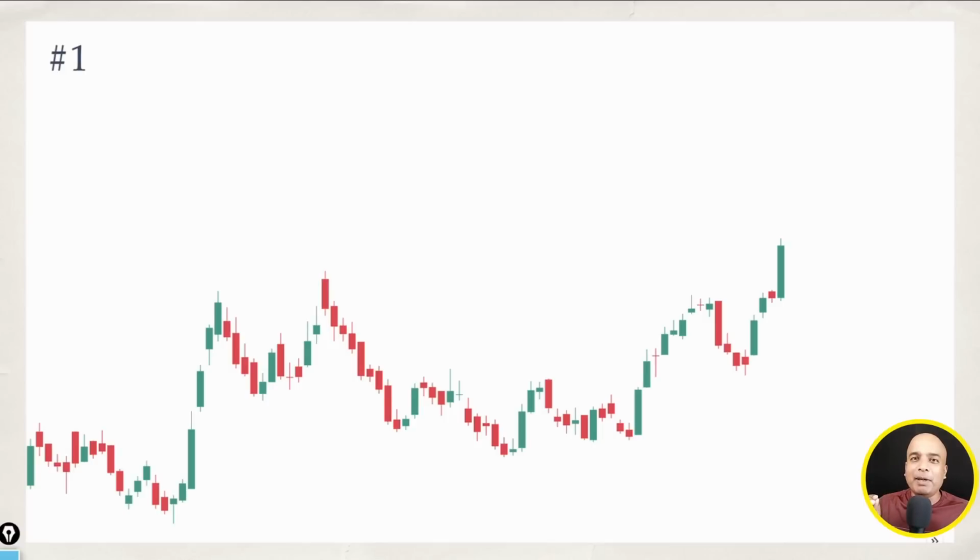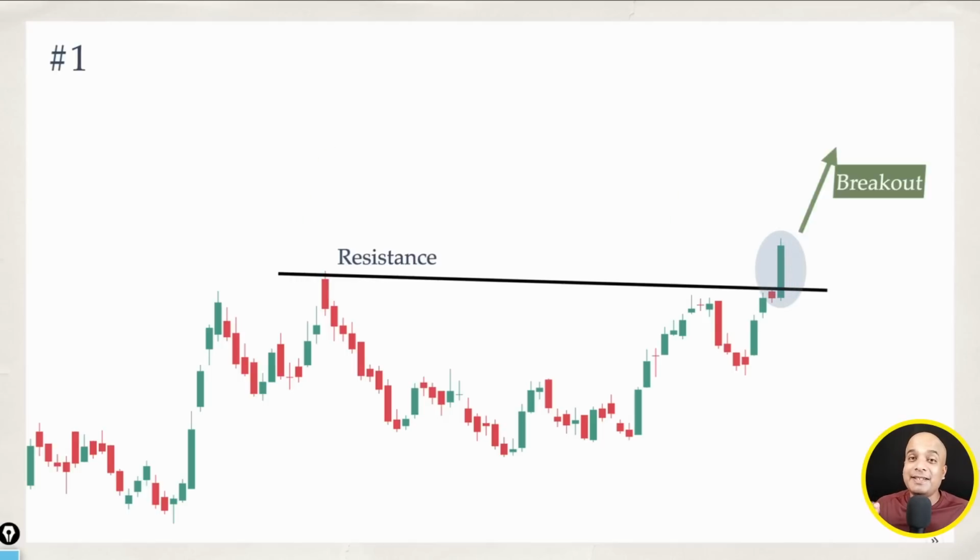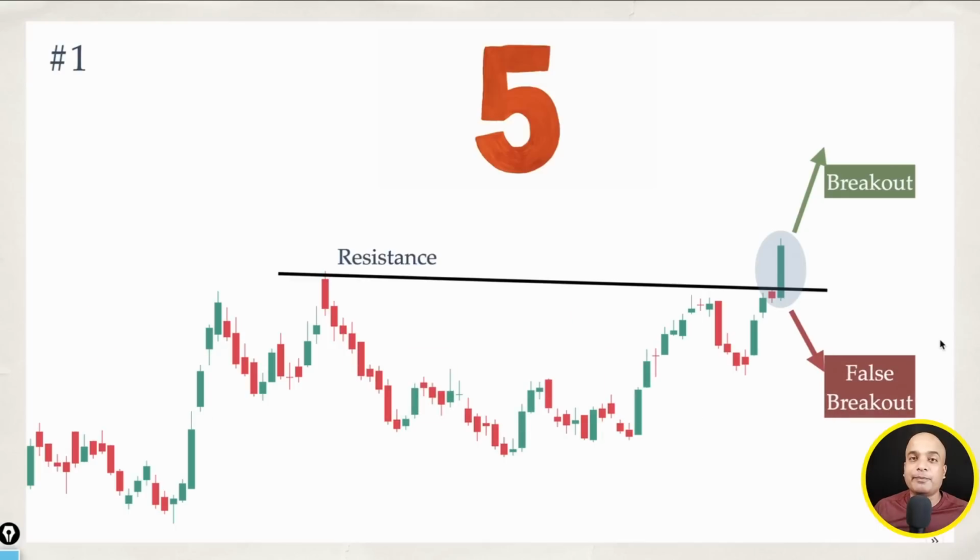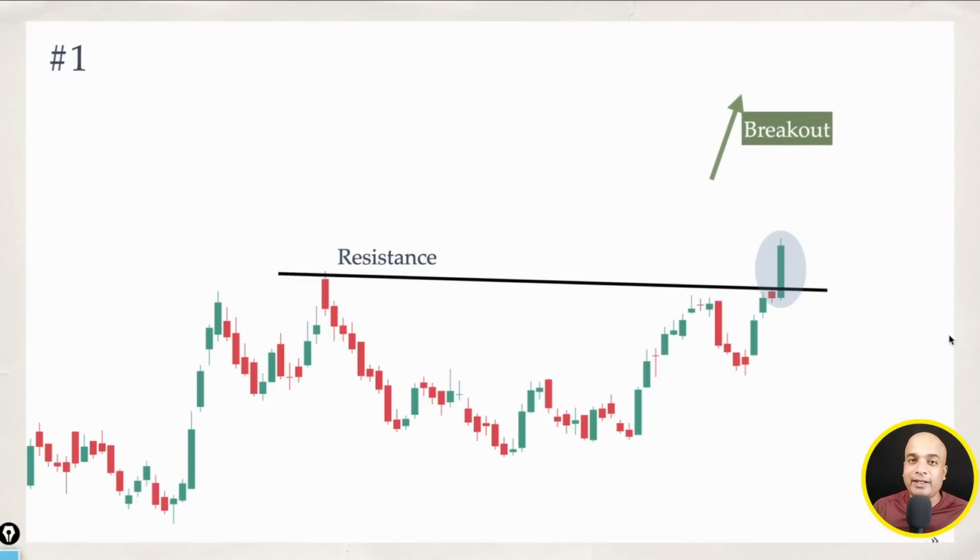I will ask 3 simple questions to test your knowledge on price action. Number 1. This is a resistance trend line. Price has closed above the trend line. Now guess whether it is a real breakout or false breakout. You have 5 seconds of time. Well, this is a genuine breakout, right?